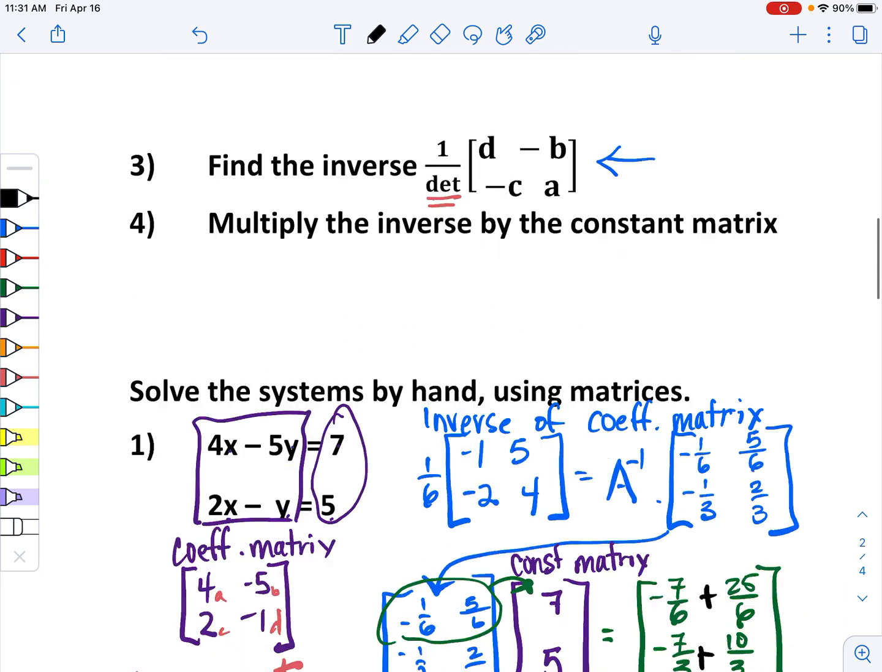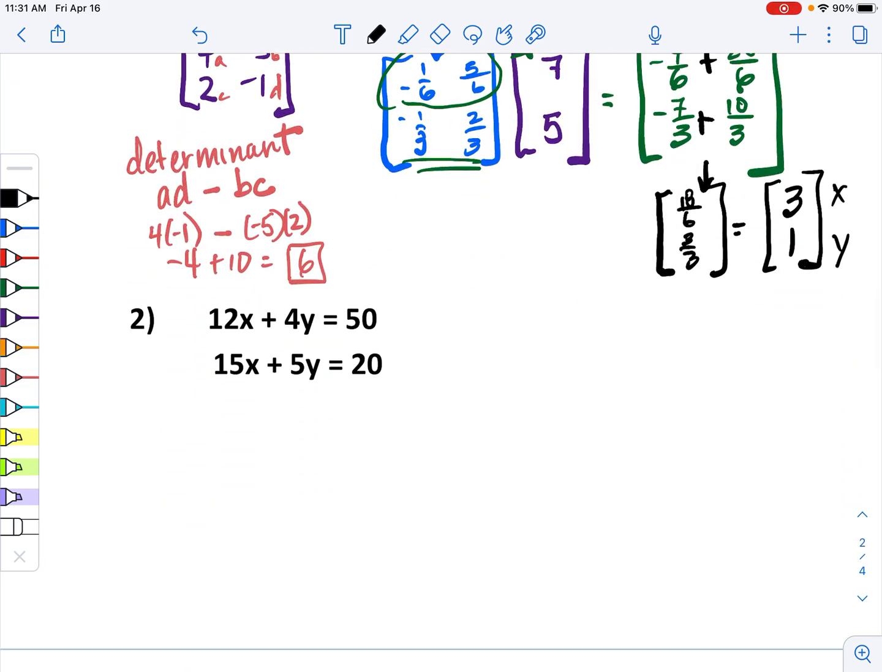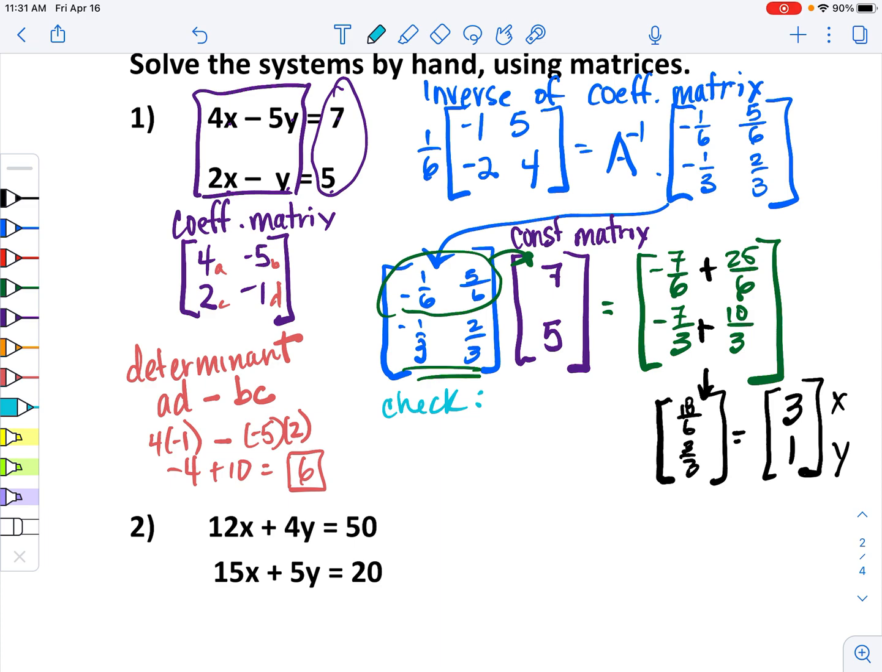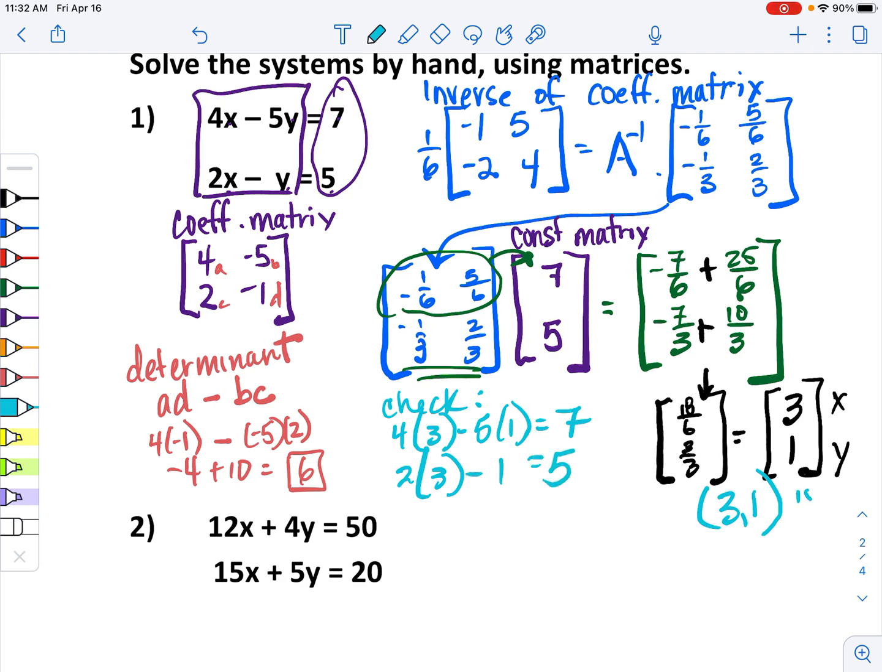That's my, oops, sorry about that. That's my solution. And the way you'd write this is 3, 1. And if I check it, I've got 4 times 3 minus 5 times 1 equals 7. Well, 4 times 3 is 12, and 12 minus 5 is 7, so that works. And then I've got 2 times 3 minus 1 equals 5. 2 times 3 is 6 minus 1 is 5, so it works. So that's your answer.